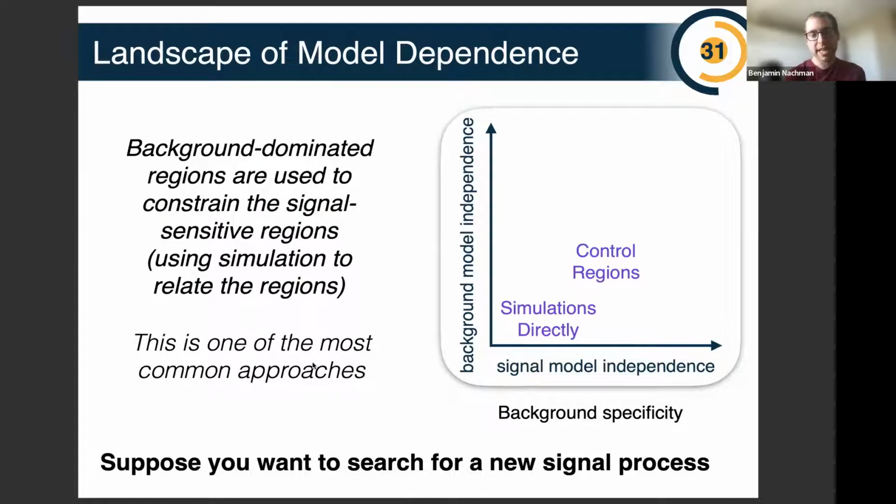Okay, another approach is to use simulations directly, but to constrain the signal sensitive regions with background dominated regions. So basically using simulation only to transfer information from some calibration sample to a signal sensitive sample. So this is what we'll call a control region method, where the control region is this background dominated region. And this is by far the most widely used approach for searches at the Large Hadron Collider and elsewhere.